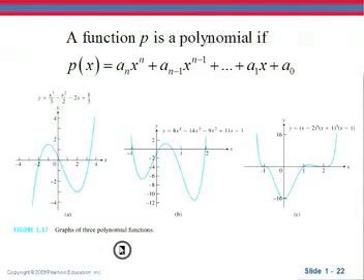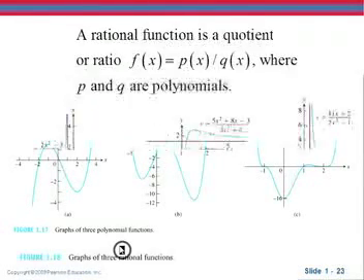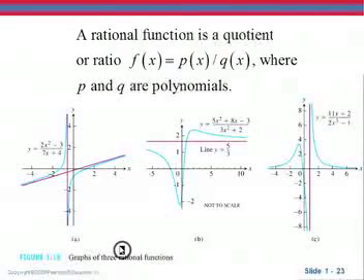Remember that a function p is a polynomial when it's given in this form. When we are dealing with polynomials, some things you want to remember are that your exponents are going to be positive integers, or 0 where you have your constant term. A rational function is basically just a quotient of polynomials. It's a polynomial divided by another polynomial, as you see in these examples.